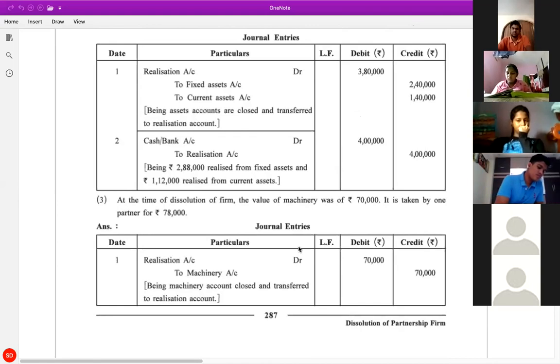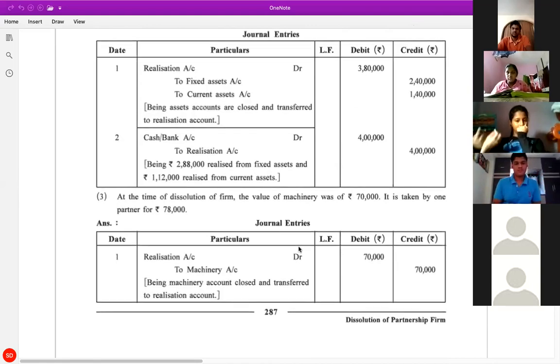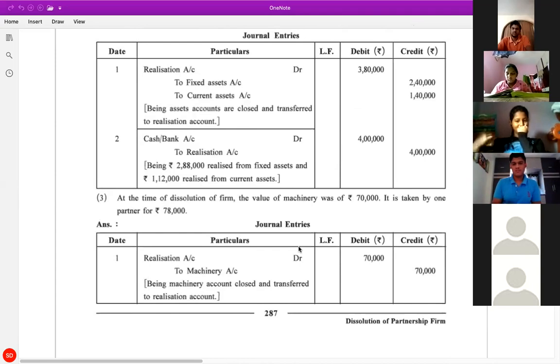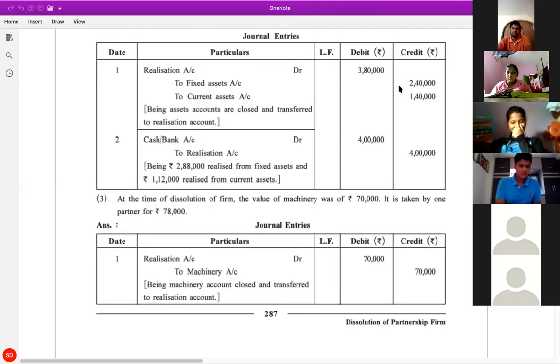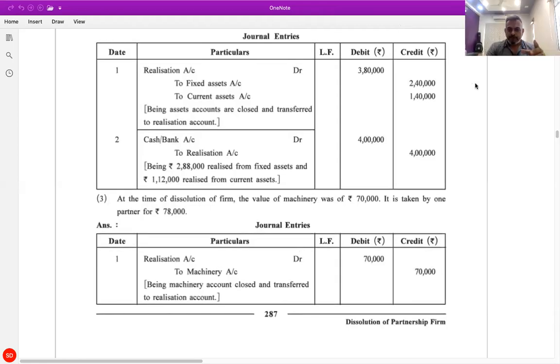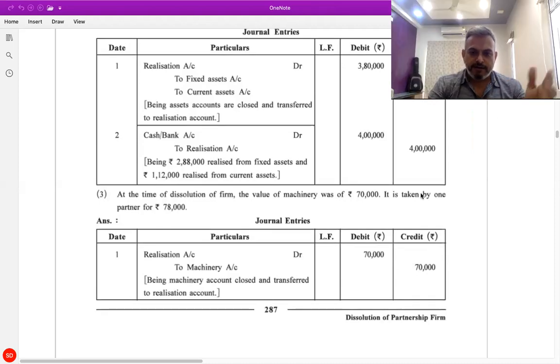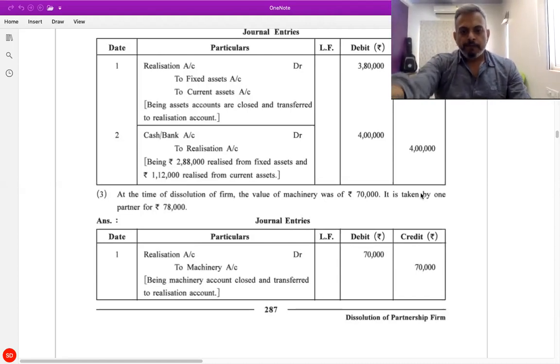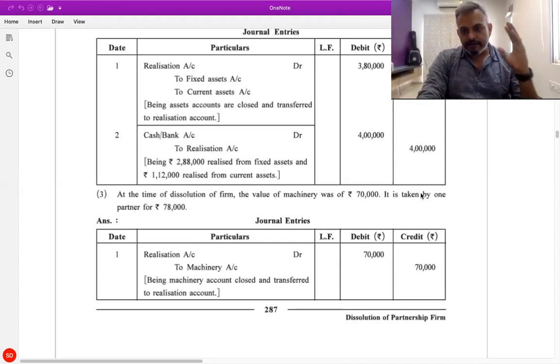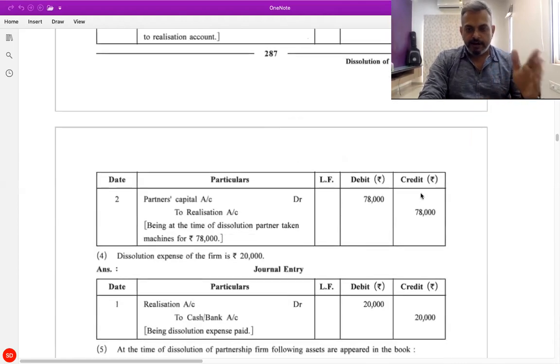Now I hope you all are comfortable with partner taking over asset. So in the third one, the value of machinery is given, taken over by one of the partners. First step is we transfer machinery to realization account, and thereafter it is taken over by the partner. So the partner's capital account will be debited and realization account will be credited.